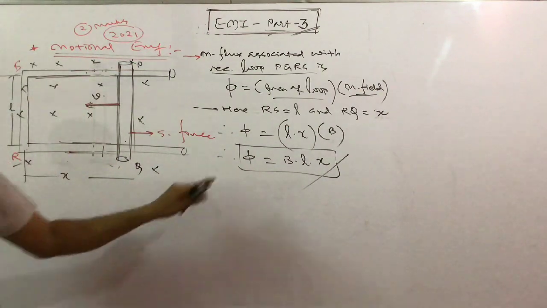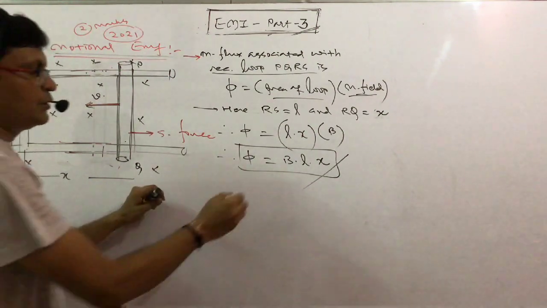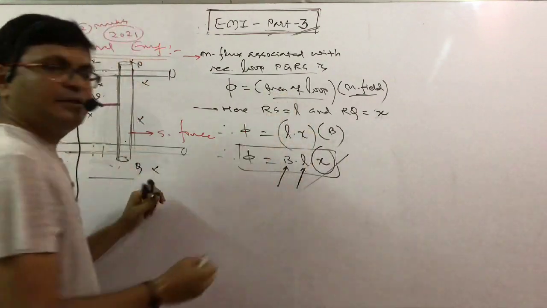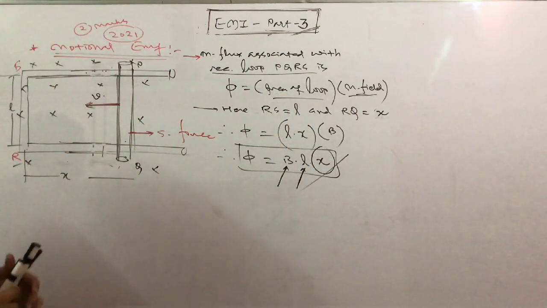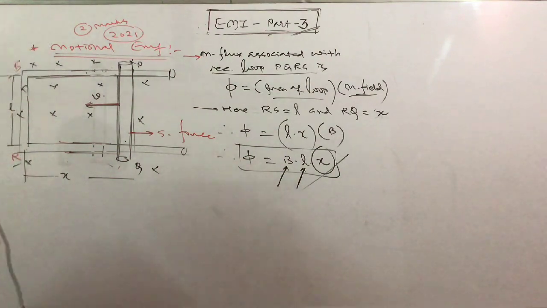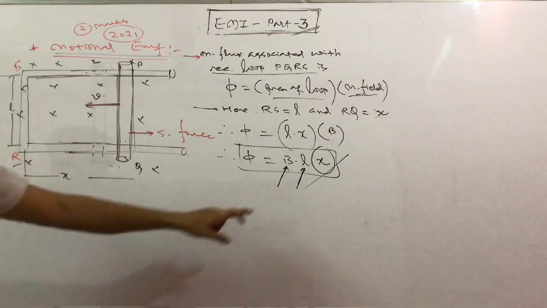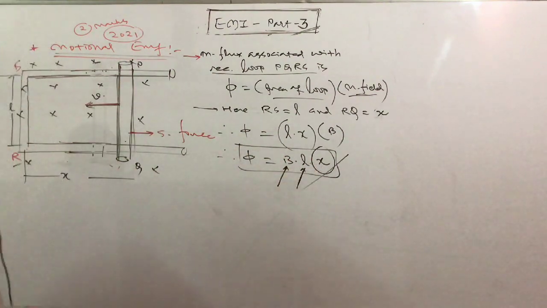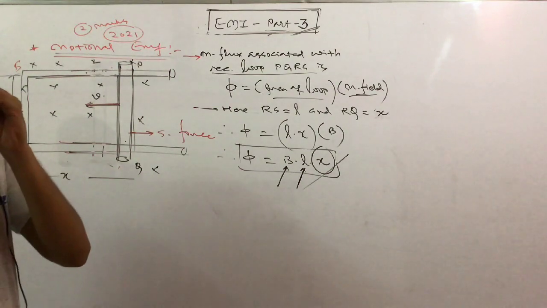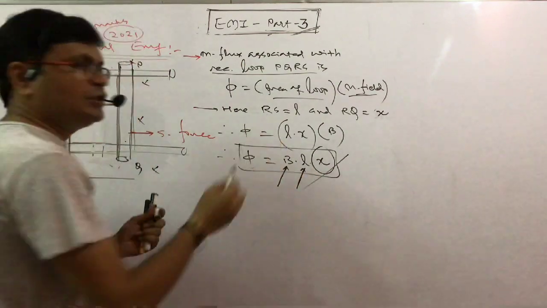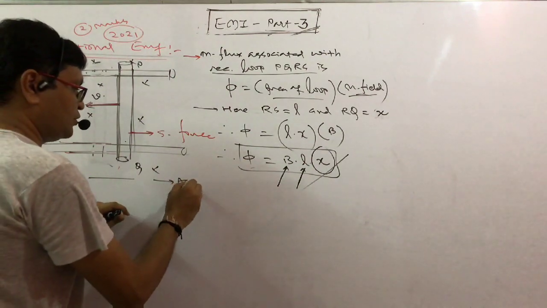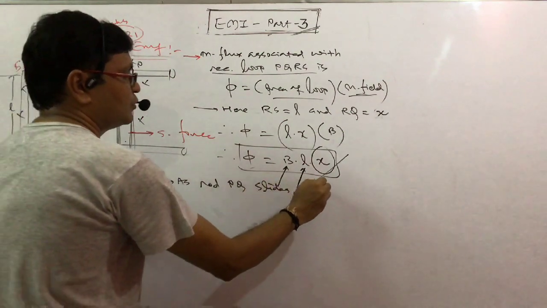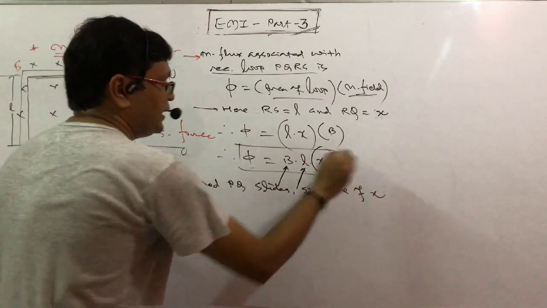Observe very carefully, this flux continuously changes. Why? Because B is constant, no doubt, length is constant, no doubt. But think about this X. As this rod slides over these two arms, the value of X continuously decreases. X changes. Changing X, that means changing flux. So we write: as rod PQ slides, the value of X changes.